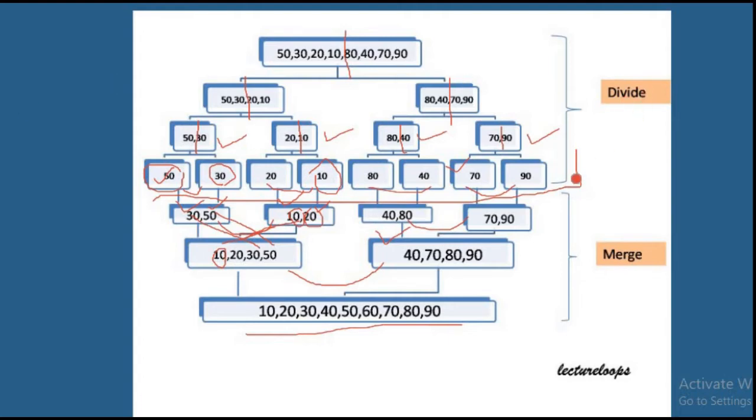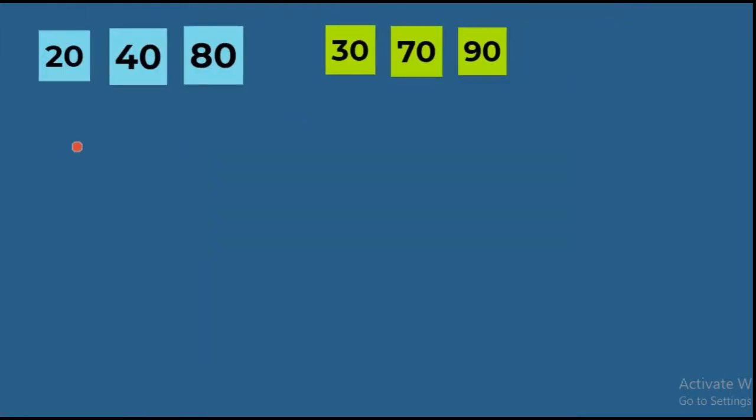So there are two parts, divide and merge, and now we will see with an example the middle element for dividing. The logic will be: we will divide the array. Suppose the array is A, and we will divide it.